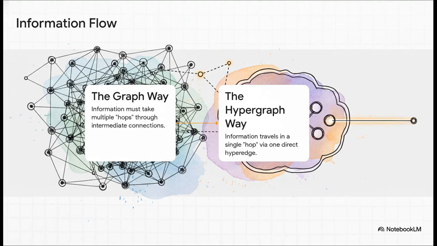Now, this new structure isn't just more accurate, it's also way more efficient. Imagine in a standard graph where you're faking a group connection. For information to get from one person in the group to another, it has to take multiple hops through other people.